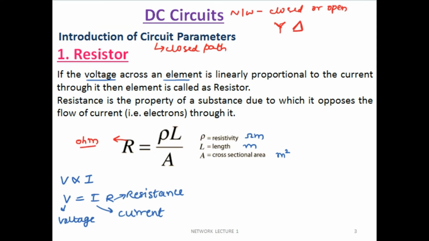Resistance is a property of a substance. It is material dependent, and it opposes the flow of current. That property which opposes the flow of electrons is known as resistance.